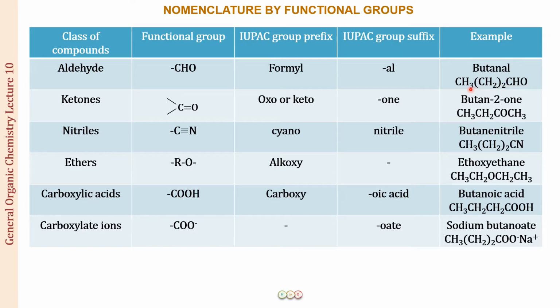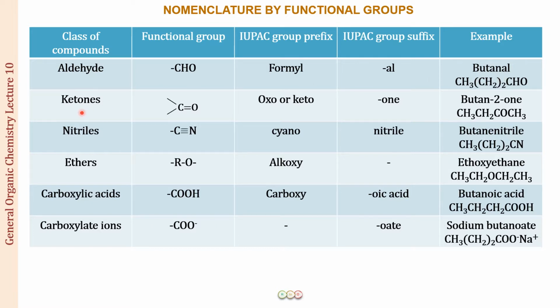So this is going to be a but. Behind that, the primary suffix for the alkane is going to be -ane, and then we will be having an -al for the secondary suffix that is signifying the CHO group presence. So the name of the compound is butanal.